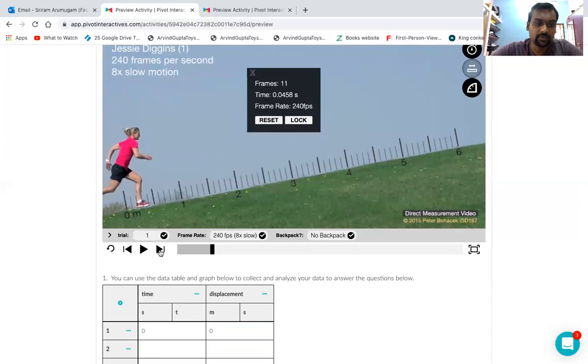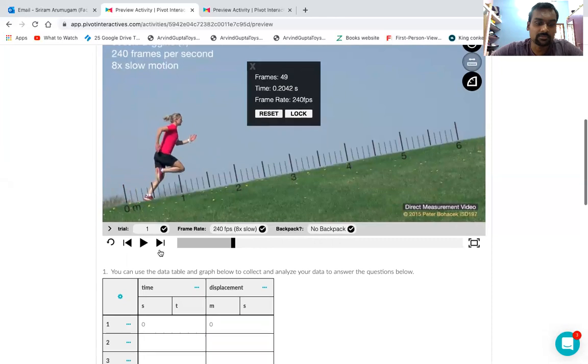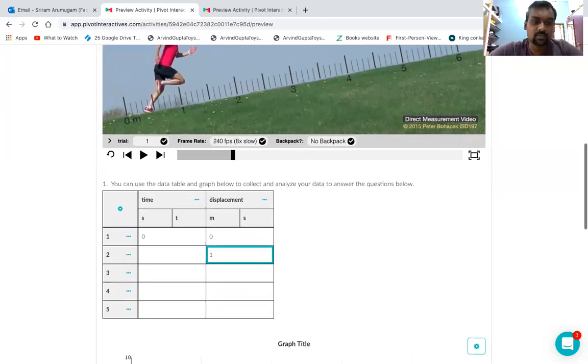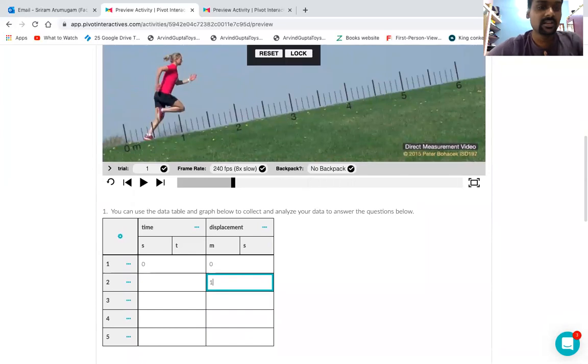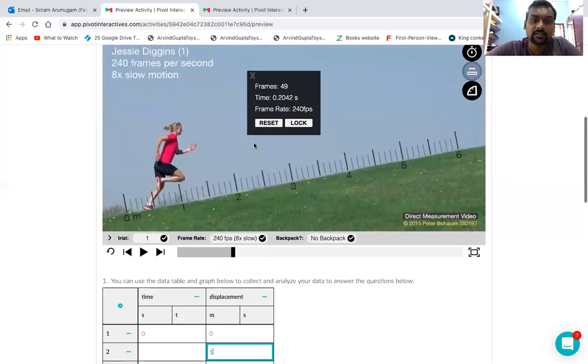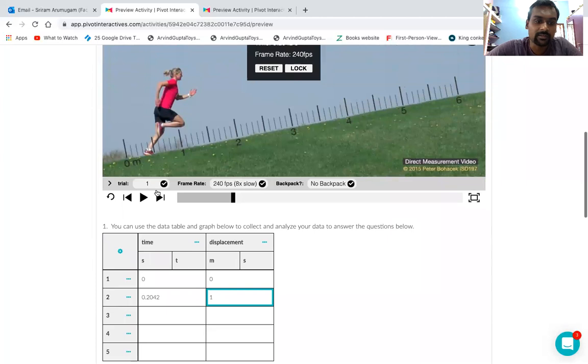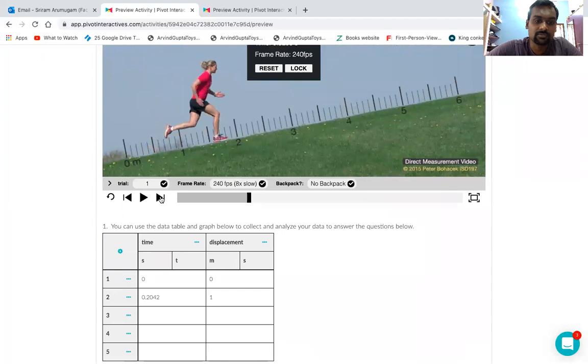So I'm going to move frame by frame again. You can see the clock ticking as well. Okay. I'm going to stop here. So now she is at 1 meter mark, as you can clearly see. It's +1 because I've assumed that the direction in which she's running to be positive. The time is 0.2042 seconds, right? So let's continue to do that and play and stop them.